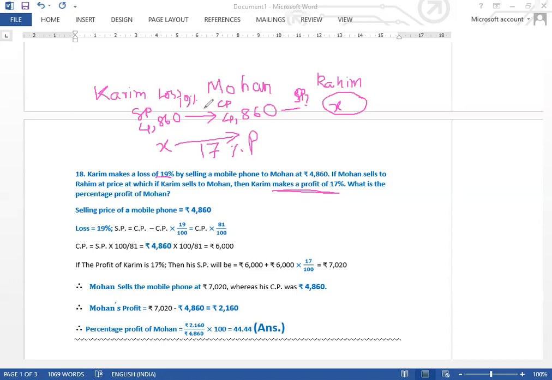So initially he makes a loss of 19%. Mohan sells it to Rahim at a certain price, let it be 6,000, 7,000 or whatever, I don't know. Let it be 7,000 for the sake of argument. If Karim sells the mobile phone to Mohan at 7,000, then he makes a profit of 17%. So this X you have to find out, and then you have to find out what percentage profit Mohan makes when he sells the mobile phone to Rahim.